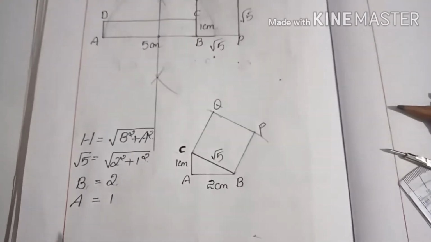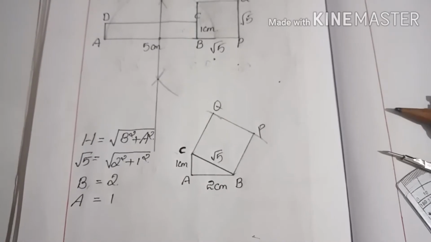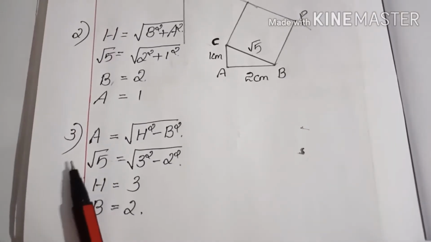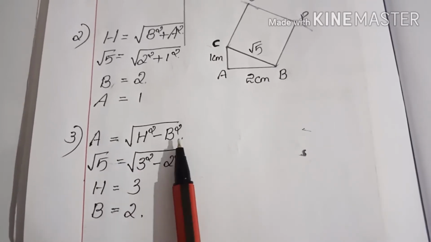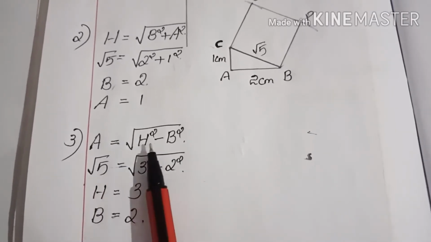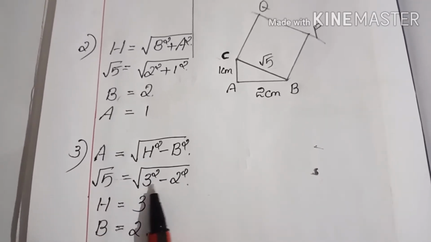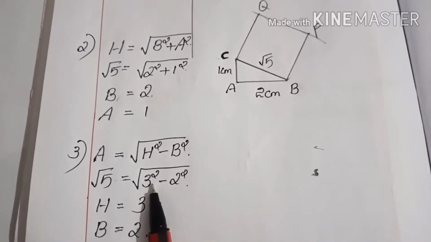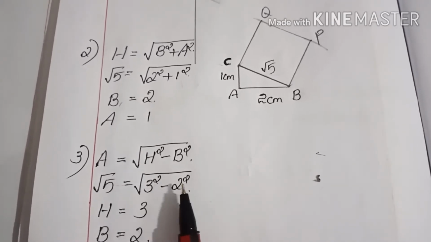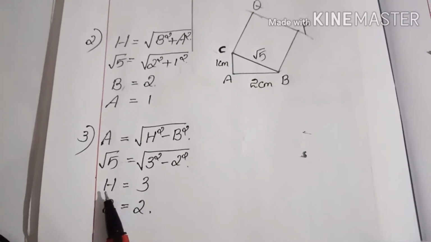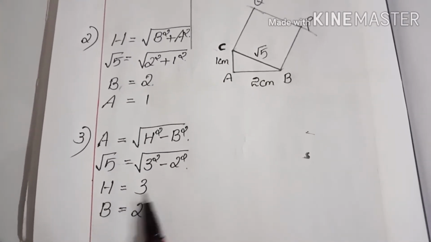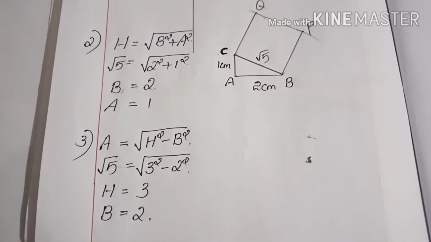Next, let's use root 5 as base or altitude. For the third case, let's use this equation: altitude equal to h square minus b square. So here root 5 means 3 square minus 2 square. 3 square is 9, 2 square is 4. So 9 minus 4, answer will be root 5. So here we need to consider hypotenuse as 3 centimeter and base as 2 centimeter.